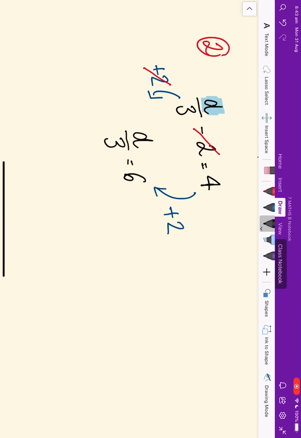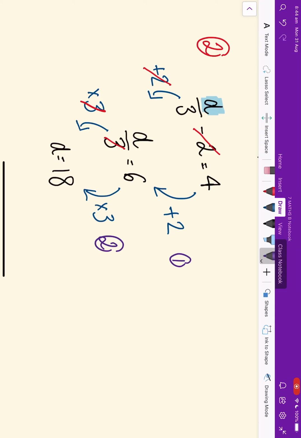Okay. Now can you notice here my 3 is basically being divided. So what I'm going to do is the opposite of division, which is to multiply. So I'm going to multiply both sides by 3. Okay, that allows me to get rid of my 3 on this side. Then I get d equals 6 multiplied by 3, which is 18. Okay, that's my answer. And again, one step, two step, done.